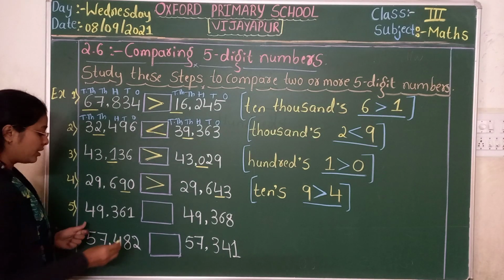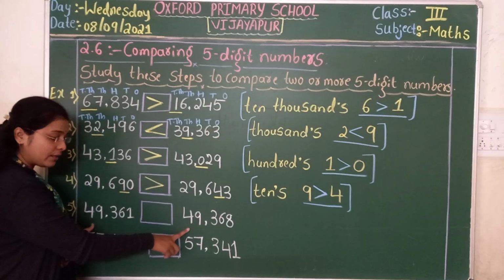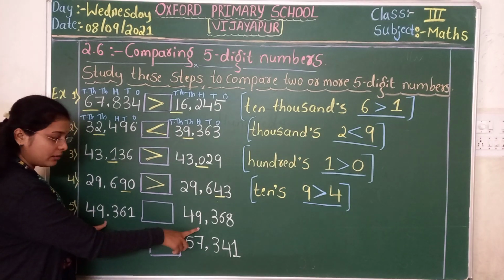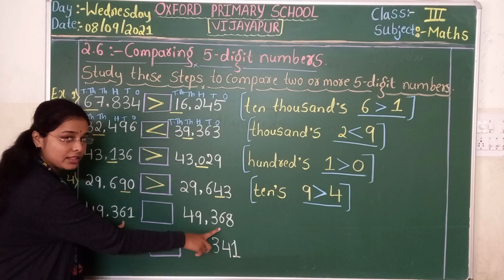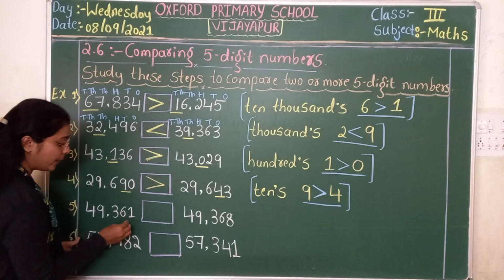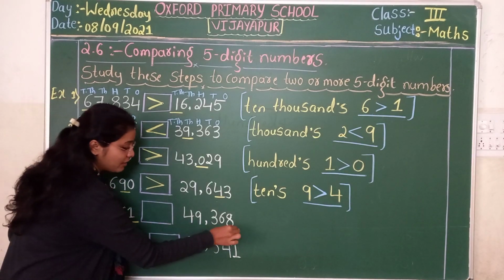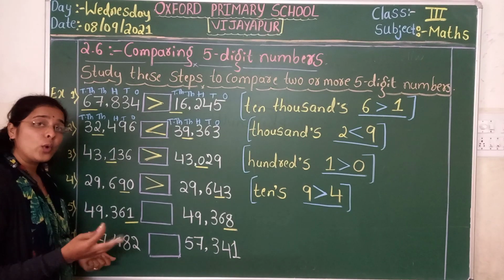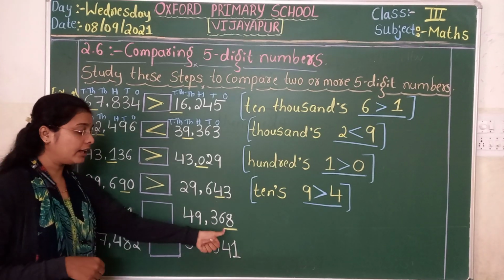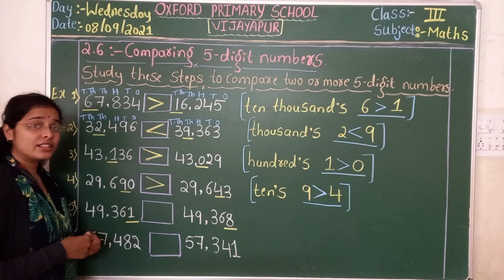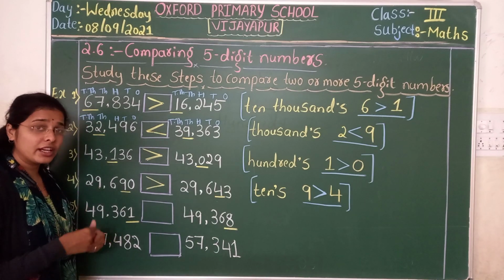Going to the next. Always compare the 10,000 at first. Next 1,000. Hundreds we have the same digit. In tens also we have the same digit. Means we have to compare the last place. Which is the last place? Ones place. In ones place we have digits 1 and 8. Which is the bigger digit? Means which is the bigger number?